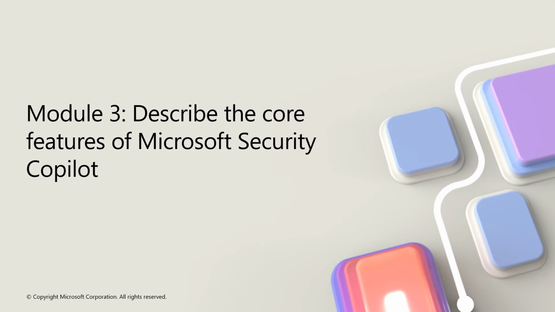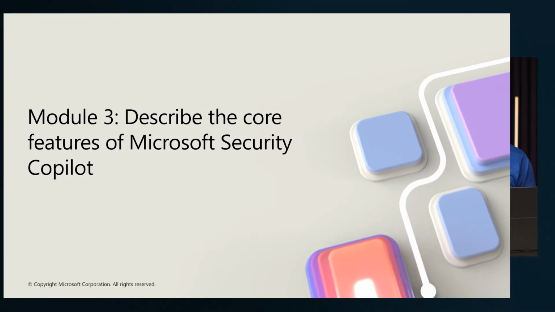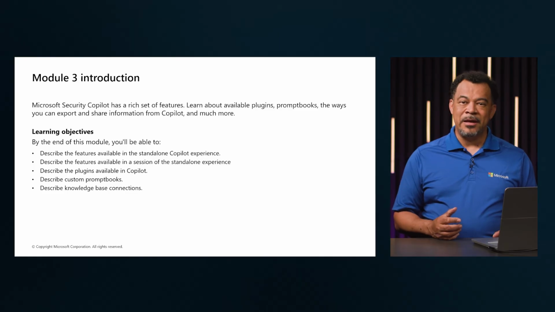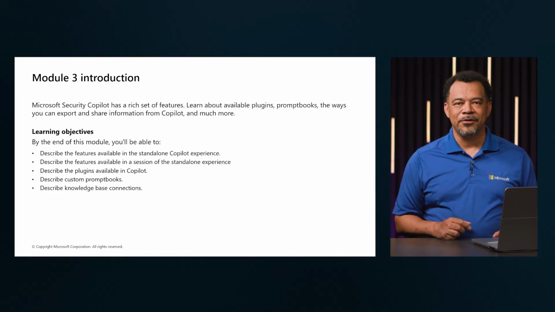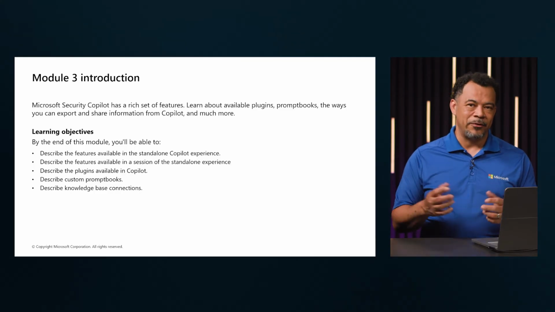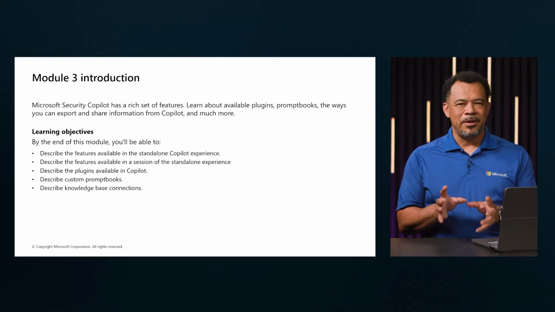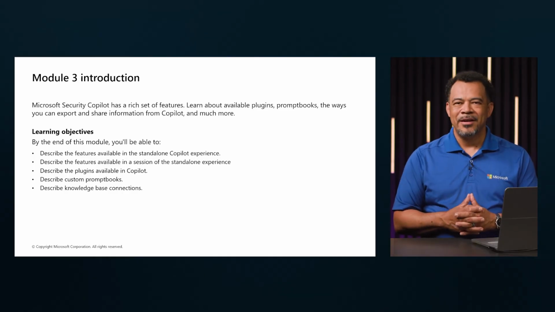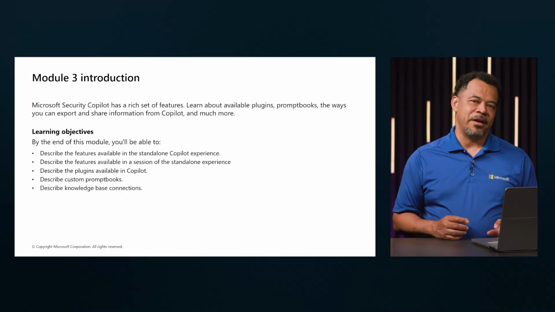Let's begin our third module, which is describing the core features of Microsoft Security Copilot. By the end of this module, you'll be able to describe the features available in the standalone Copilot experience. You'll be able to describe the features available in the session of the standalone experience, describe the plugins available in Copilot, describe custom prompt books, and describe the knowledge-based connections that we have.